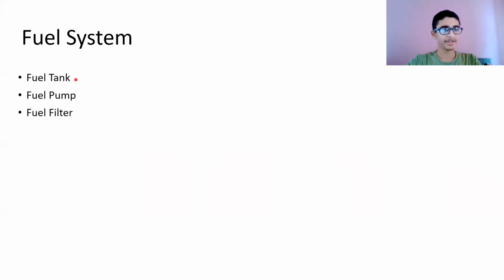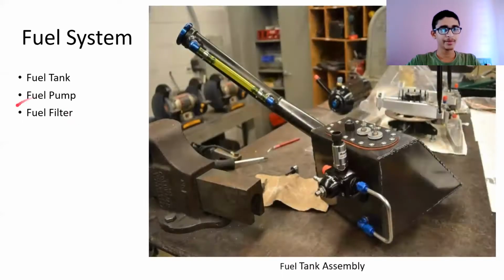In the fuel system, we'll majorly have a fuel tank, fuel pump and fuel filter. Generally the fuel pump is not explicitly seen anywhere; it may be incorporated inside our engine itself. The fuel tank is shown over here. This is a fuel tank for an FSAE vehicle. Over here we can see a fuel pump, but it need not be explicitly available. In our engine it can be incorporated.